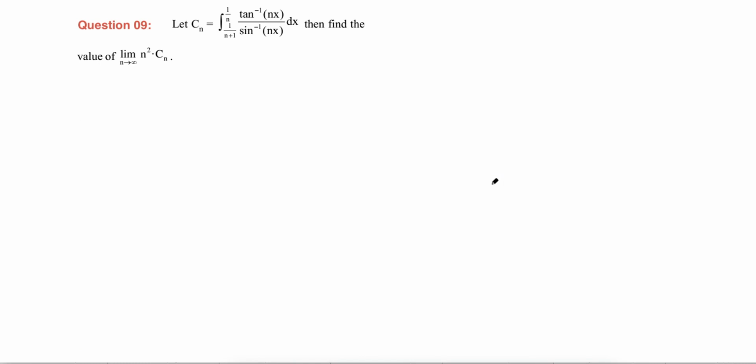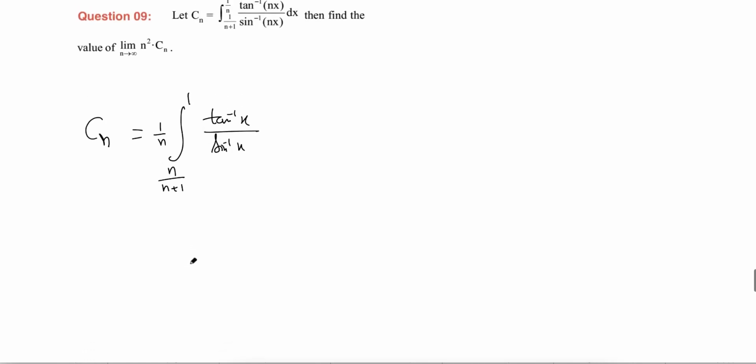In this question, first thing, the nx I don't like. So Cn equal to, watch carefully. I am replacing x by x by n, meaning I am dividing by n. So 1 by n will be outside, with tan inverse x by sin inverse x, and the limit n will multiply by n plus 1 and here 1. Right?